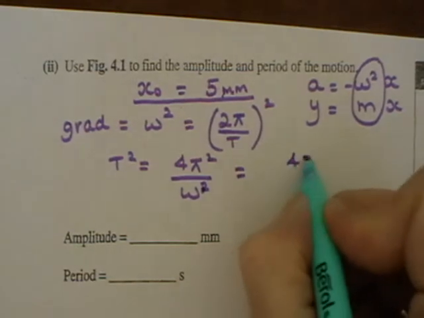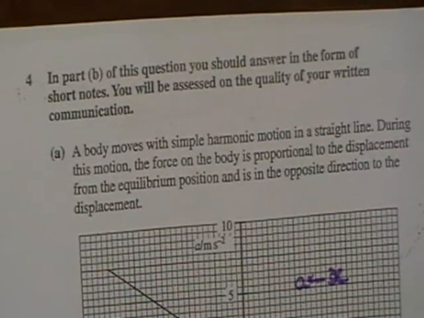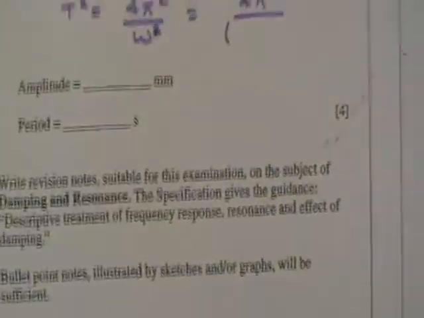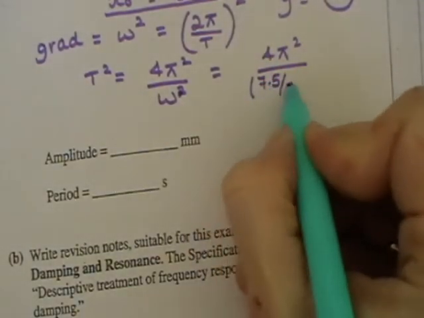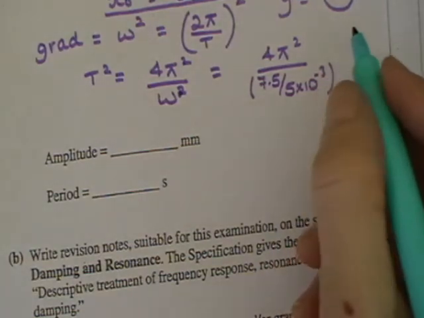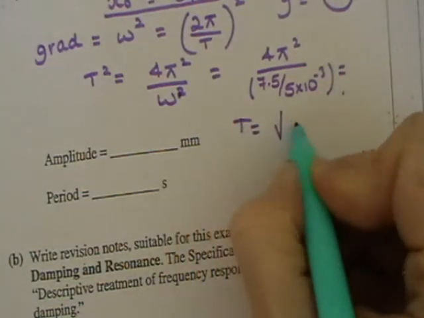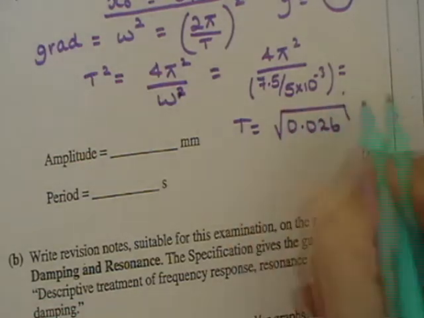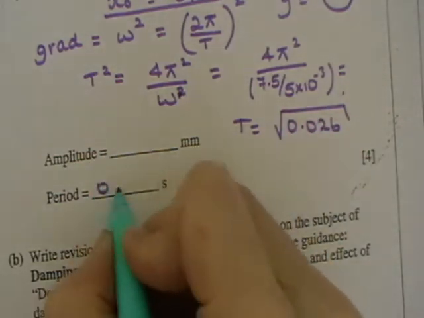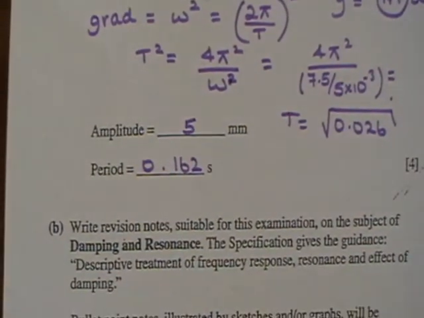Okay, and that's equal to 4 pi squared, and the gradient of the graph I calculated from 7.5 divided by 5 there, and just watch, that's 5 by 10 to the minus 3, so just watch the units there. So it's 7.5 over 5 by 10 to the minus 3, and the answer comes out to be the square root. T is equal to the square root of 0.026 seconds squared. It comes out to be 0.162, and the amplitude, of course, was 5 millimeters.